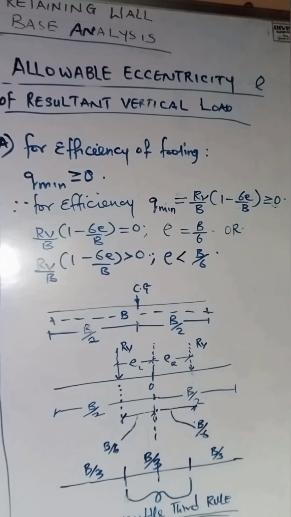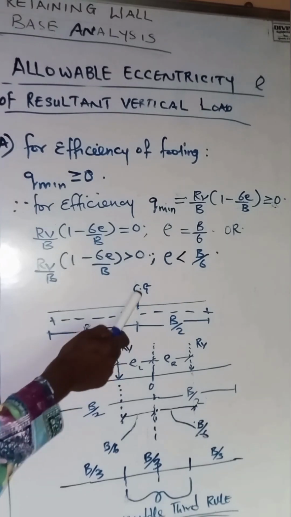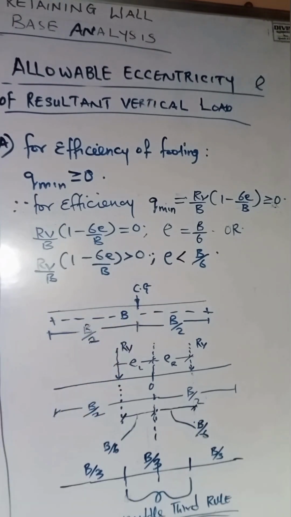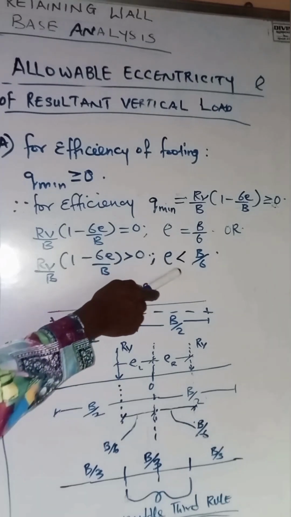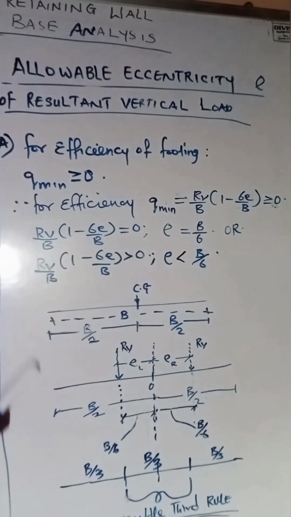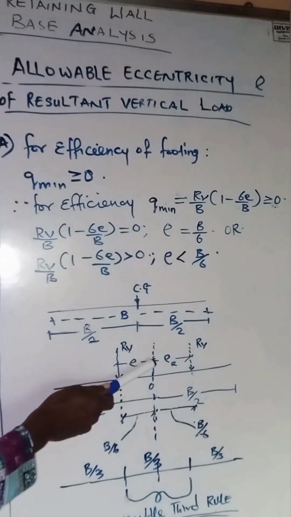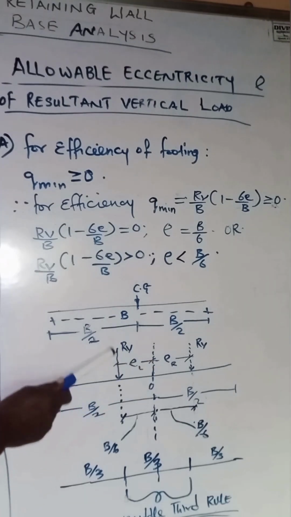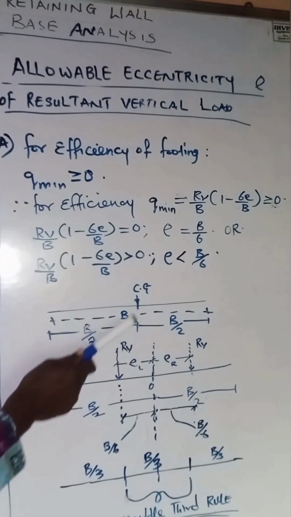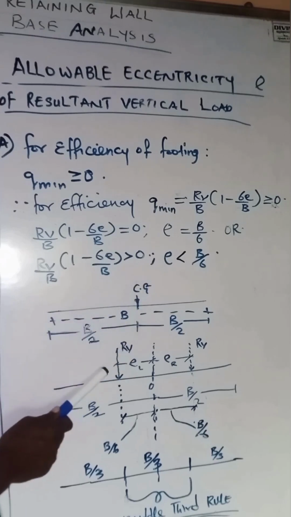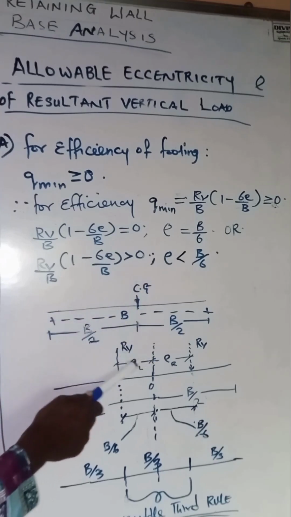Remember that the center of gravity of the base is at this point, B over 2. Now, for us to obtain an efficient base, our resultant vertical load must lie at an eccentricity that is either less than B over 6 or equal to B over 6. So if this is our 0 point, which represents our center of gravity of the base, it means that from the center to where the resultant load RV acts should be either equal to B over 6, or it can be anywhere within this domain.